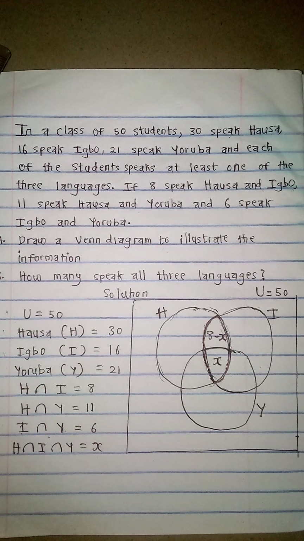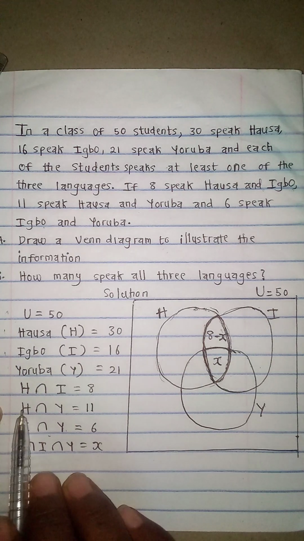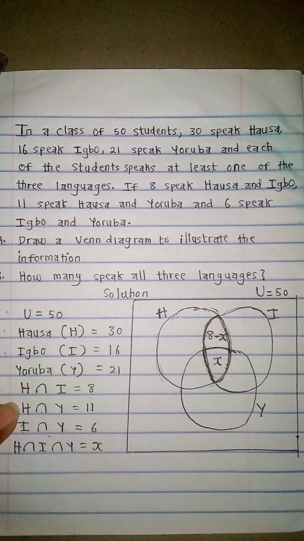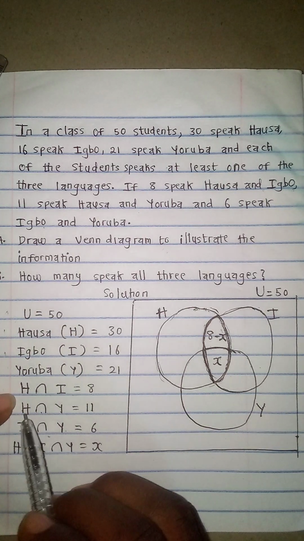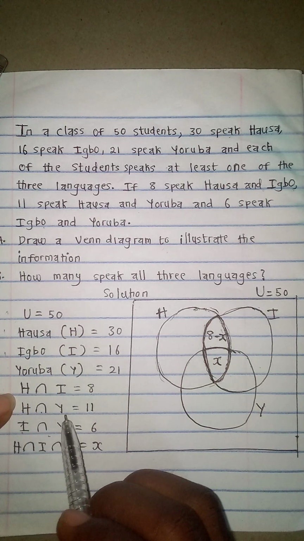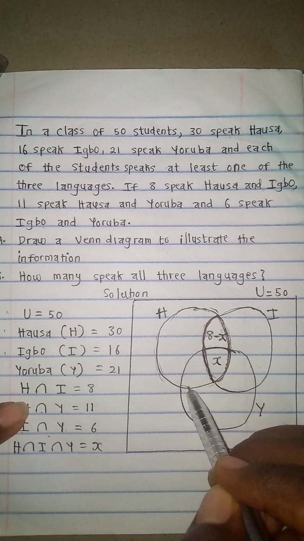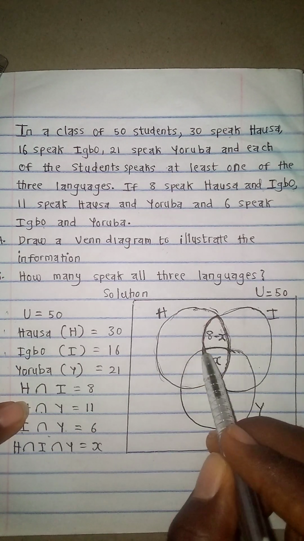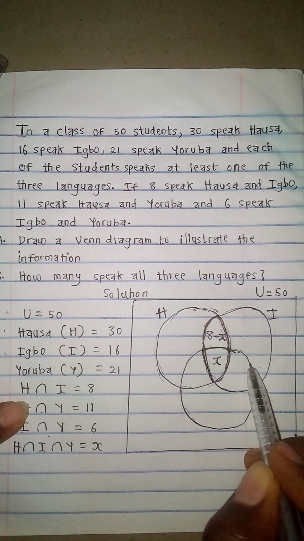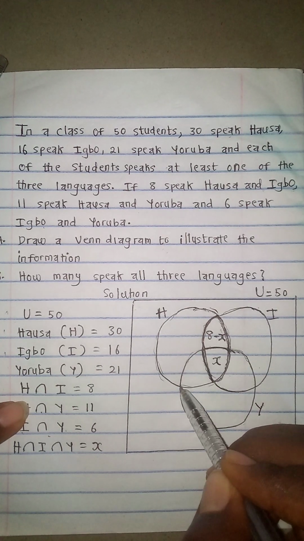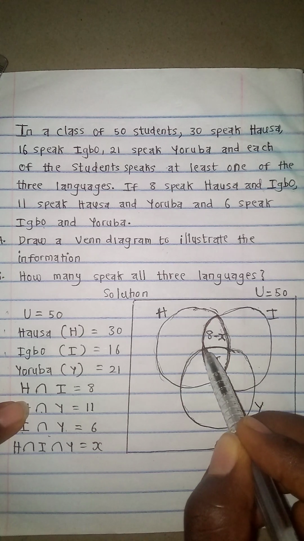Now that this place is clear, let's move to the next thing. We have H intersection Y here. What do we do? Where is our H intersection Y? Look at the circle of H. Look at the circle of Y. Look at where they intersect. This is the circle of H. This is the circle of Y. Where did they intersect? This is their intersection. Can you see it?